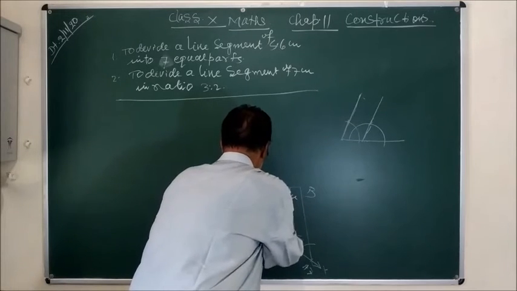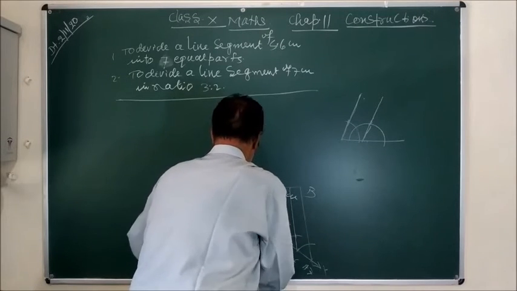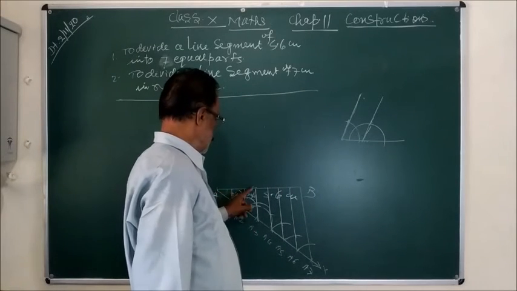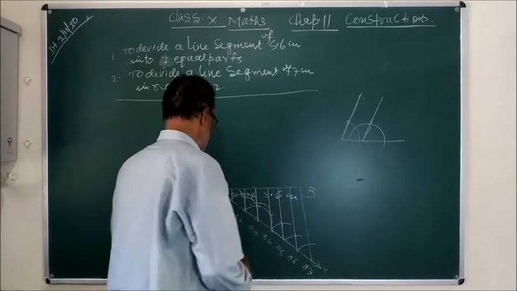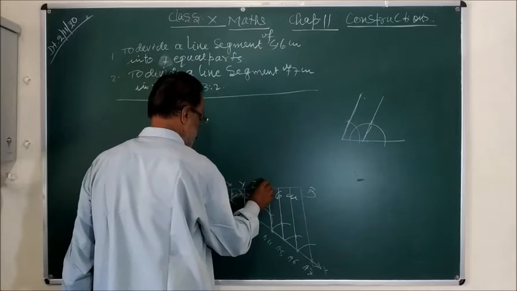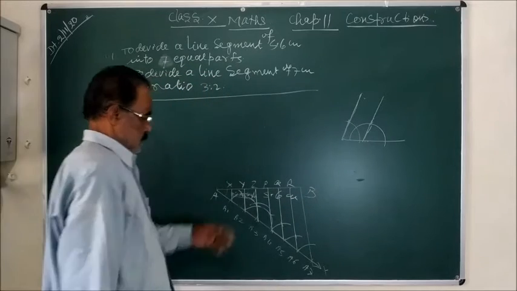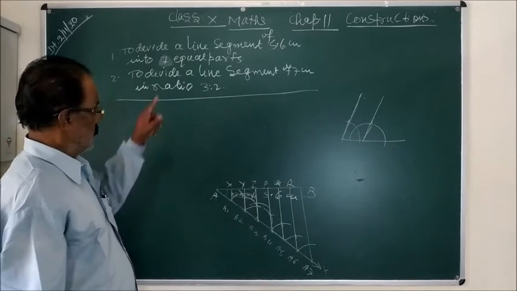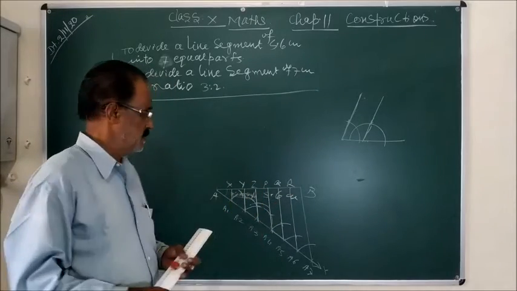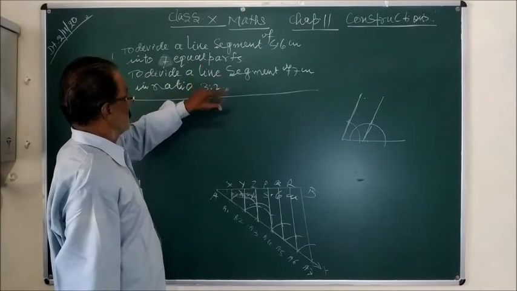So this is the method to divide a line segment in some equal parts. Now you see 1, 2, 3, 4, 5, 6, 7. And this is X, Y, Z, P, Q, R. So this is the method to divide a line segment into some equal parts, 7 or 5 or 4 like this.